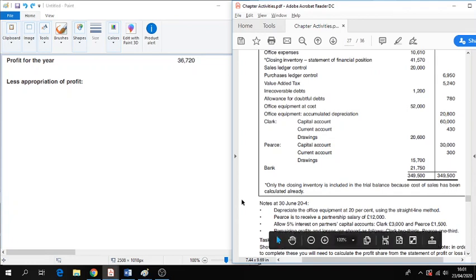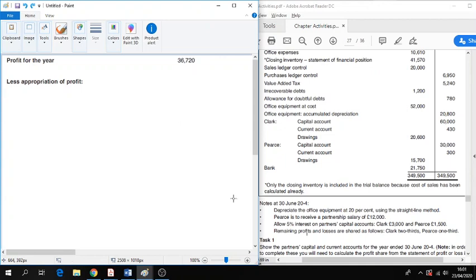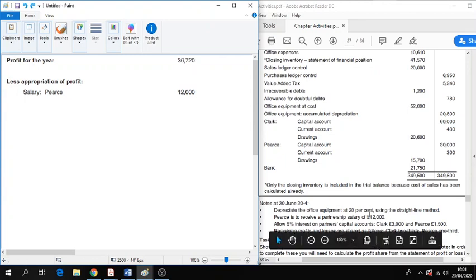Okay, so appropriation. And I think this was covered in part 1 of partnerships. We've got profit for the year, which stays the same. You deal with your adjustments, and then you have your profit available for distribution. So we've got profit for the year, that is continuing from before. So salary of 12,000 is going to reduce profit. Pierce gets a salary, the other person does not. And the other person is Clark. So Clark doesn't. Salary has come from the notes at the bottom there.